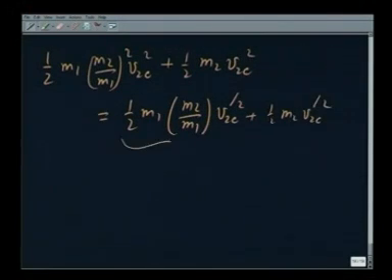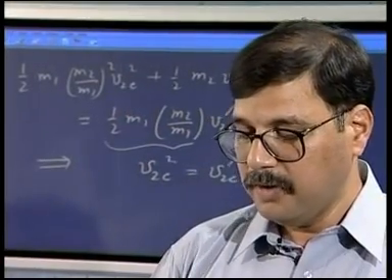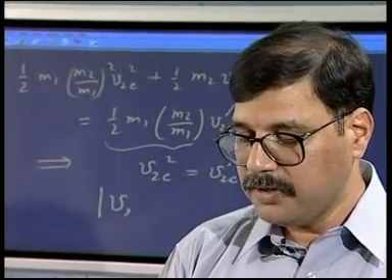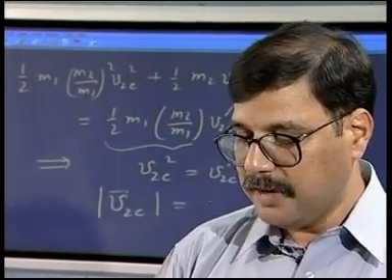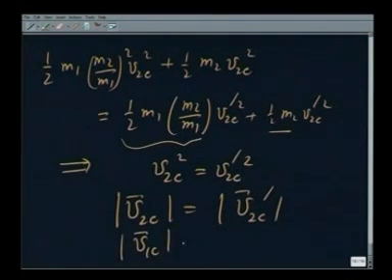Now, you see the common factor, this and this together are the same, and this implies V2c square is equal to V2c prime square, or the magnitude of V2c remains the same during the collision. If this is the case, then obviously V1c also remains the same. The particles collide and go out.